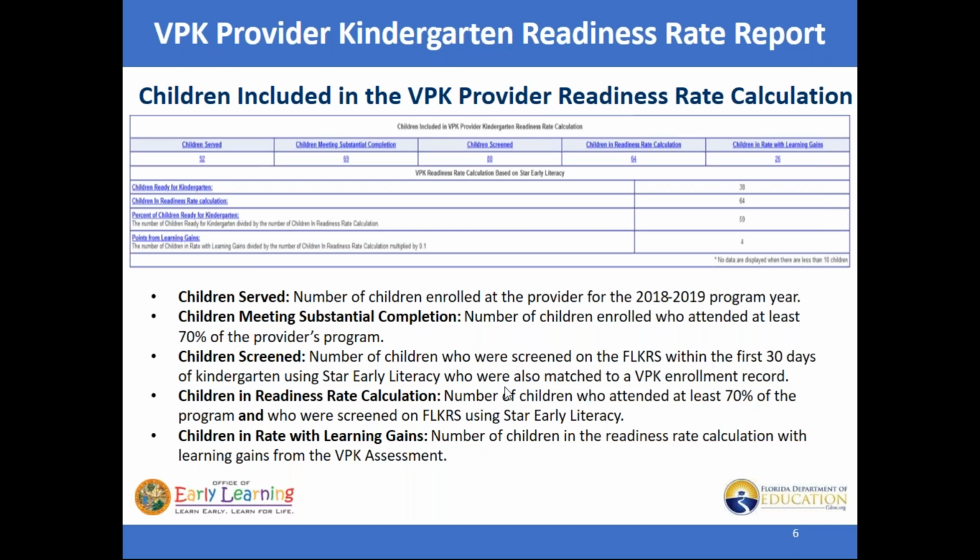In the far right side, we have identified the number of children that made learning gains. So this is the number of children who were included in the readiness rate, of which those children made learning gains on the VPK assessment. And learning gains are determined by whether or not the child, between AP1 and AP3 on the VPK assessment, would have moved from one scoring category to a higher scoring category, or have started the year at the highest scoring category and maintained that high level in all four domains. So in each of the four domains on the VPK assessment, we are evaluating whether the child made gains, and in order for them to appear in this number on the far right side, the child would have had to have been included in the calculation and be a child who met learning gains in each of the four domains on the VPK assessment.